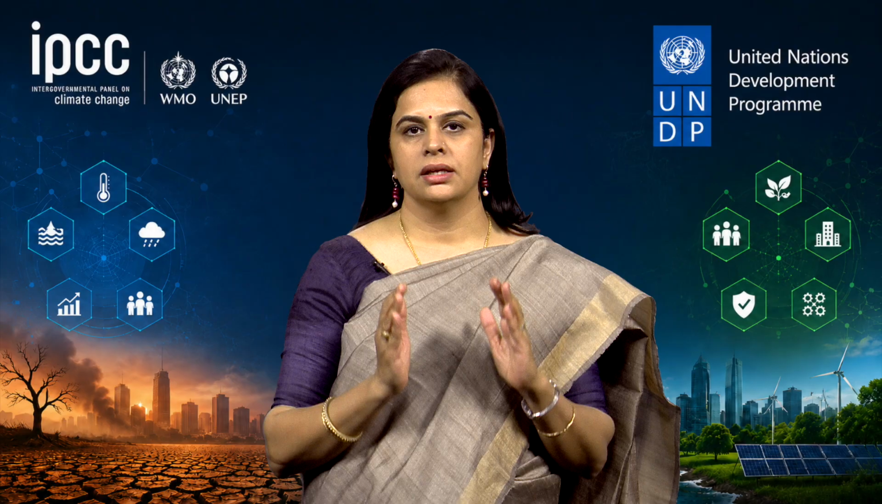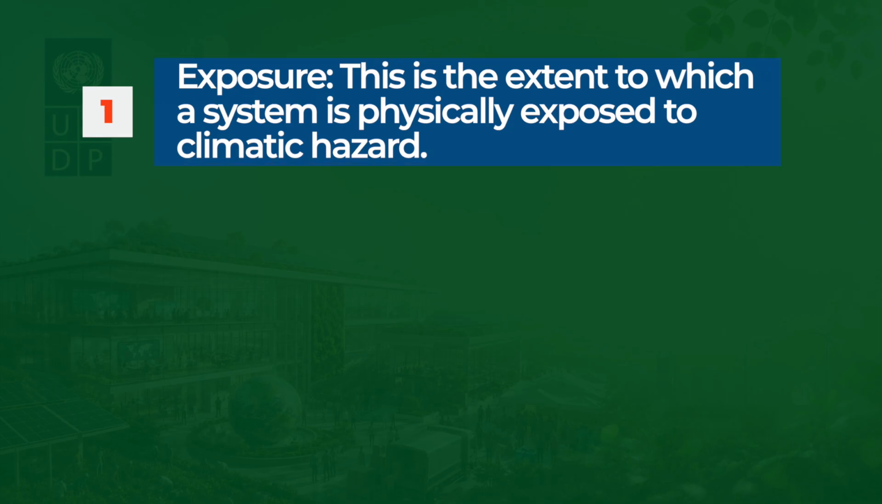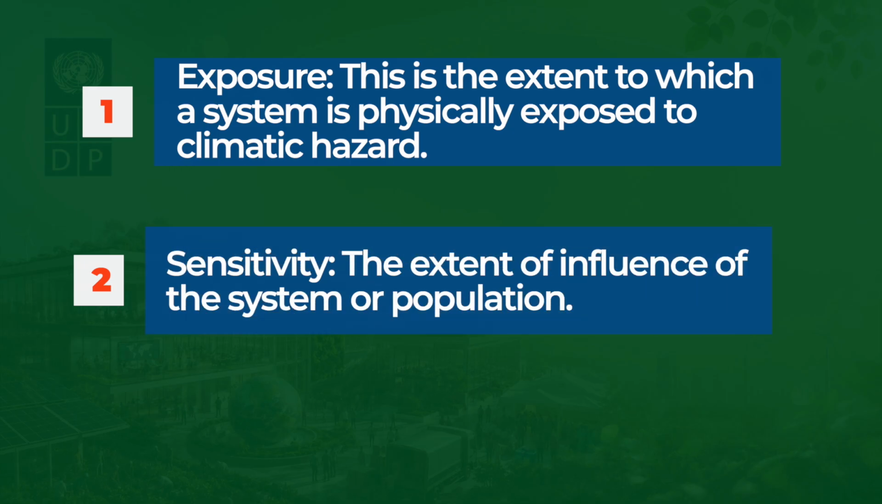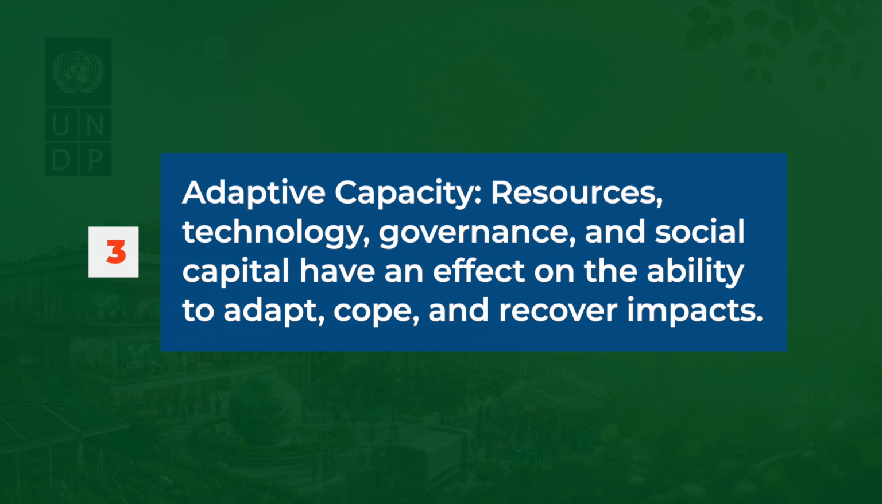So, students, the fundamental elements of IPCC, the core concepts, are: the first one is exposure. This is the extent to which a system is physically exposed to climate hazards. Second is sensitivity, the extent of influence of the system or population. And third one is adaptive capacity. These are the resources, technology, governance, and social capital that have an effect on the ability to adapt, cope and recover from impacts.